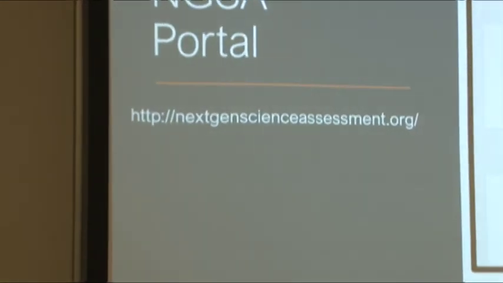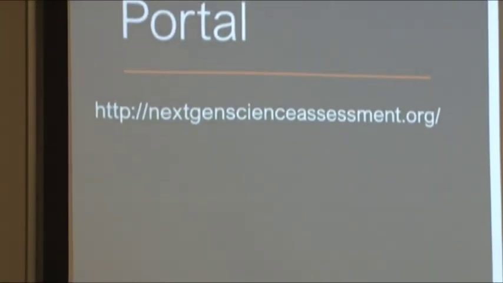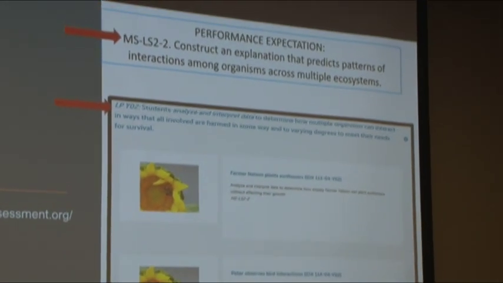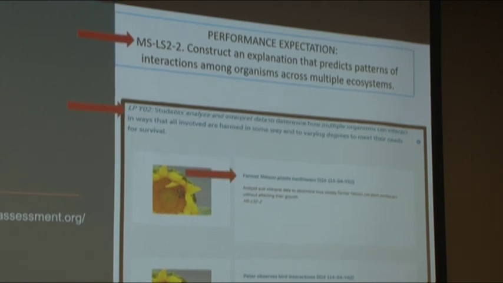And so what you'll find online, this is our portal, it looks something like this here. We have the larger performance expectation, and then under there, you'll see the learning performances. And under each learning performance, you find more than one task.